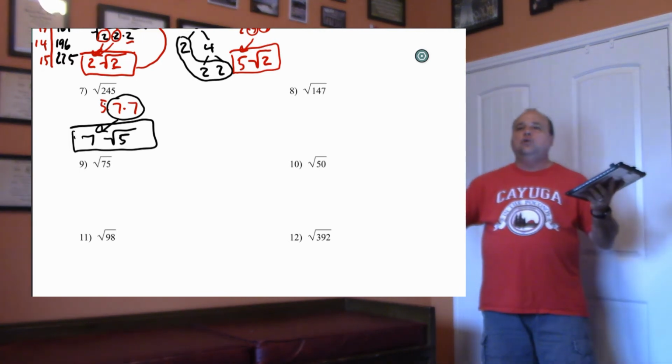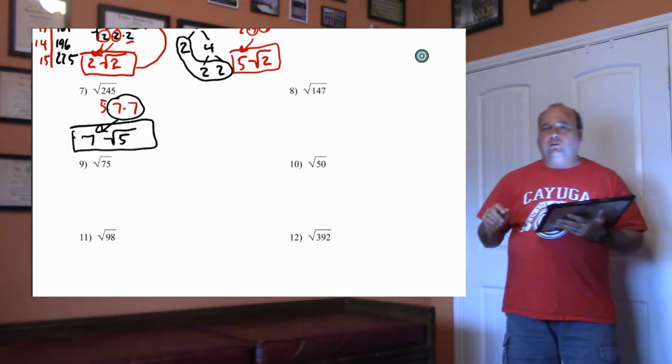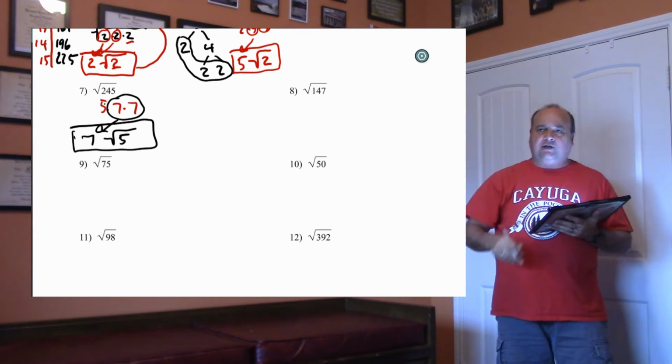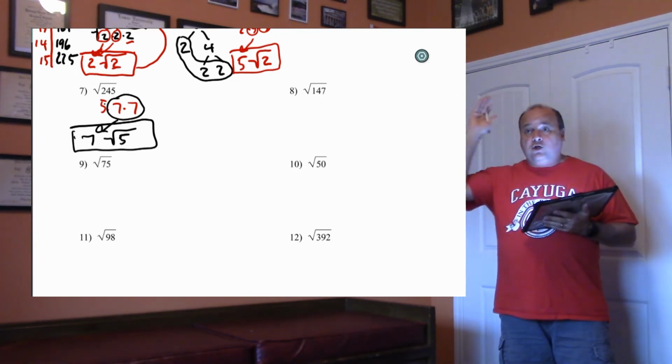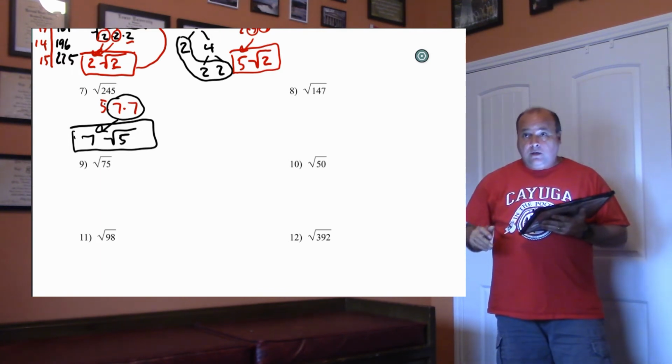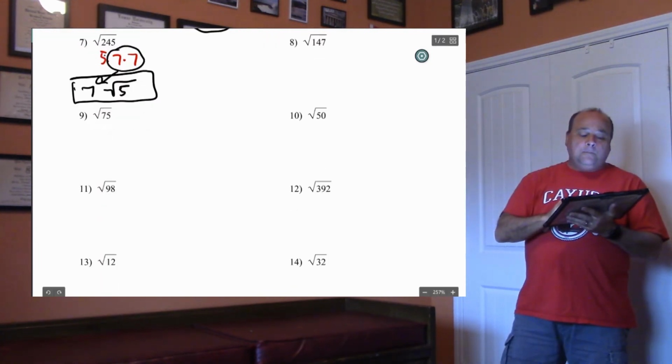This is a huge concept, big step into adulthood right here. So in geometry next year, when you do the Pythagorean theorem, you're going to simplify your square roots like this. You will not write them as decimals because you're going to leave them as an exact number.